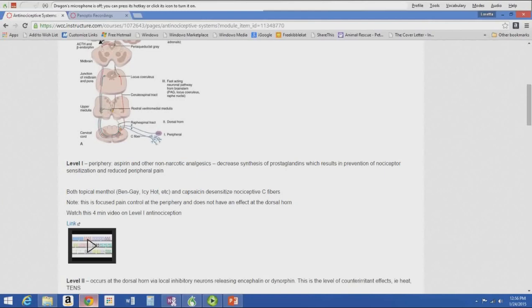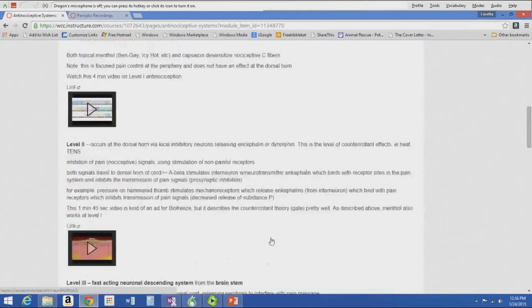of anti-nociception. So level 2 is the one we just talked about with the counter-irritant theory and its earlier counterpart, the gate theory. It occurs at the dorsal horn, and it does it by local inhibitory neurons releasing enkephalin or dynorphin that causes presynaptic inhibition of the synapse between the nociceptor, the C fiber, and its second-order neuron. Okay, so it's inhibition of nociceptive pain signals using stimulation of non-painful receptors.